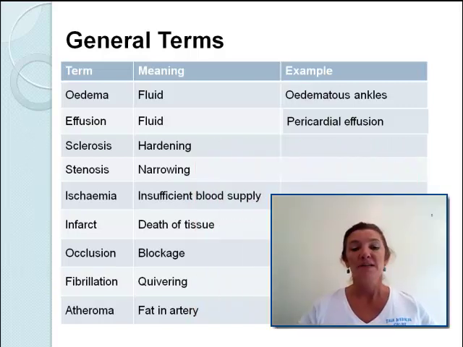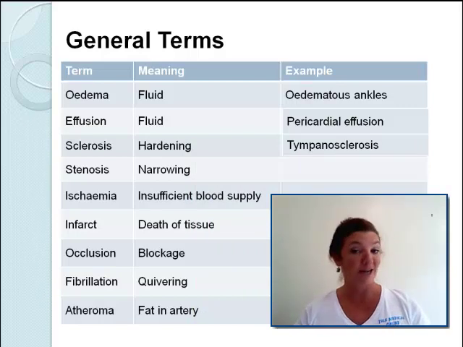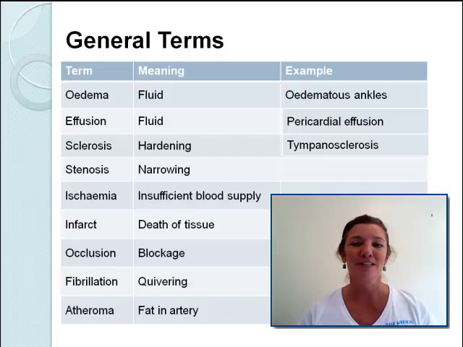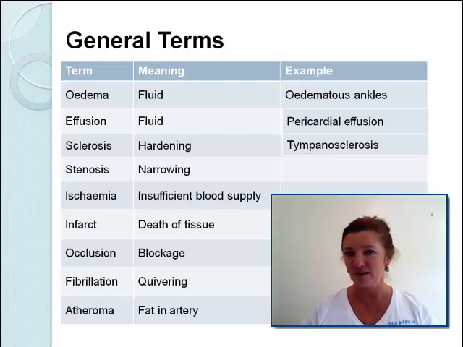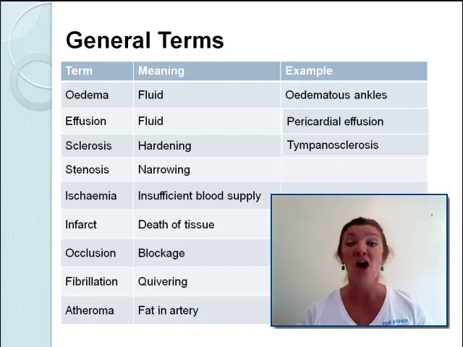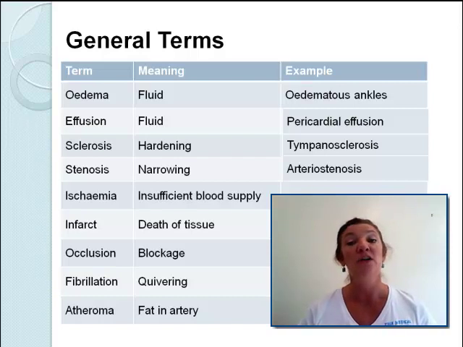Our next term, sclerosis, means hardening. Well, we had arteriosclerosis before, meaning hardening of an artery. I've thrown this one in, tympanosclerosis. Tympan related to your eardrum. So tympanosclerosis would be hardening of the eardrum. Stenosis is narrowing. Arteriostenosis, narrowing of an artery.